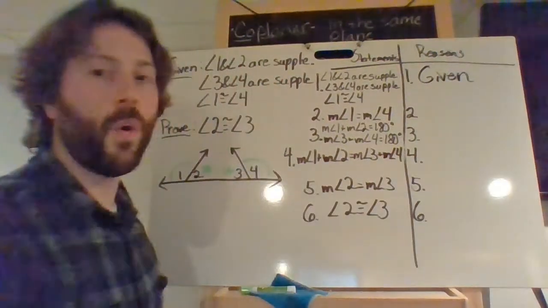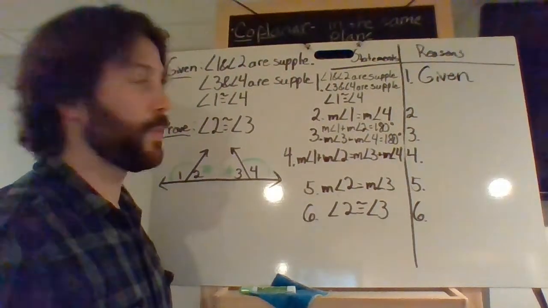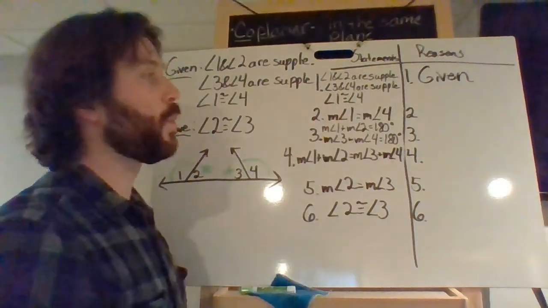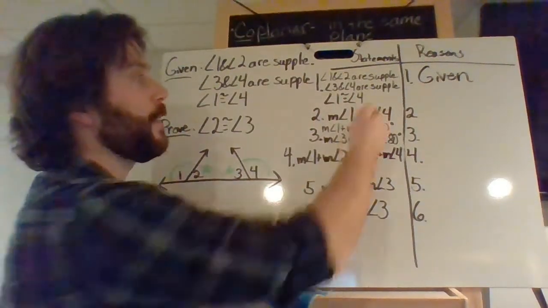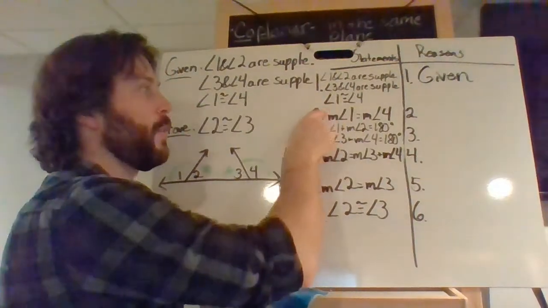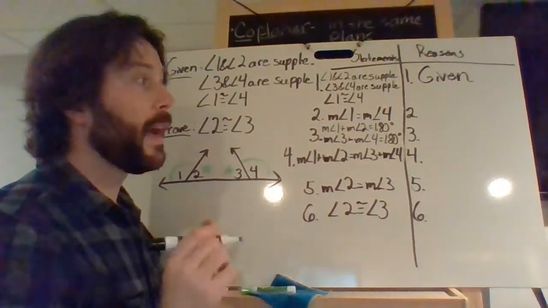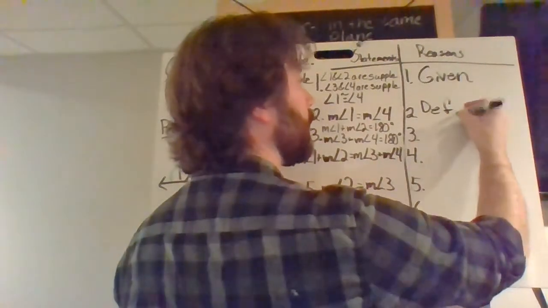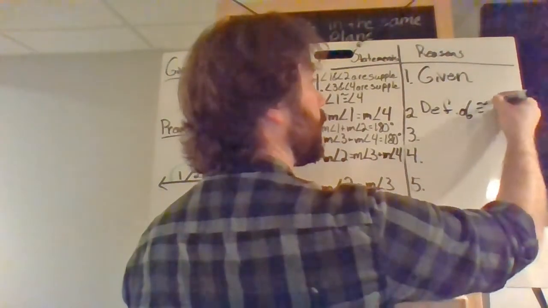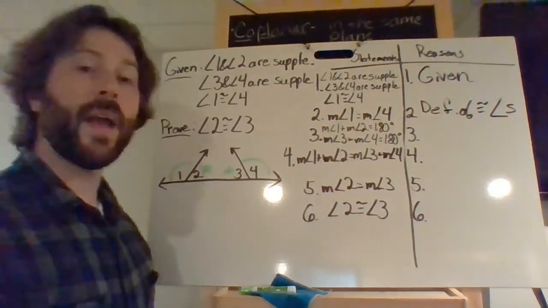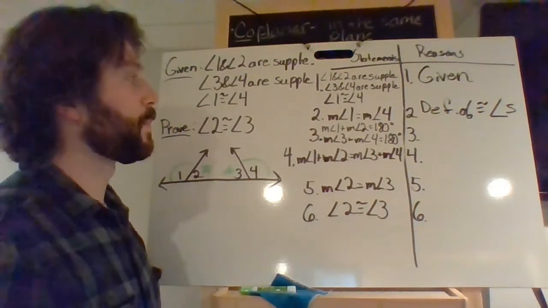We know that will always be our first step and our first reason. Next up, I have the measure of angle 1 is equal to the measure of angle 4. Now, the difference between this line and this line is I go from a congruent statement to an equation. And the reason that we're allowed to do that is the definition of congruent angles. That's what it means for angles to be congruent. They have the same measure.